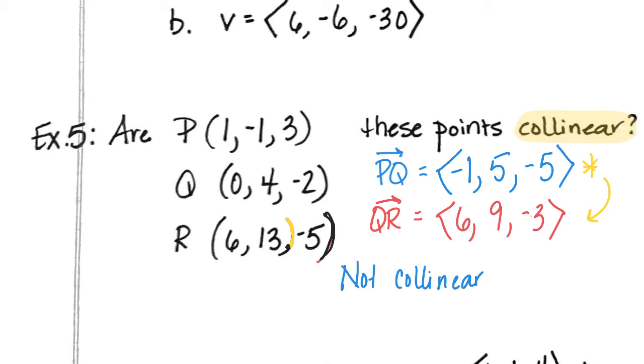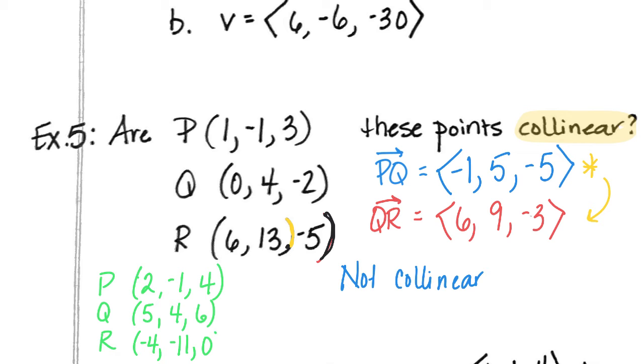If you want to try some points that are collinear, I'm going to give you some different points. That way you could push pause and try this PQR. These are collinear, and I just want you to try them. P is 2, -1, and 4. Q is 5, 4, and 6. And R is -4, -11, and 0.